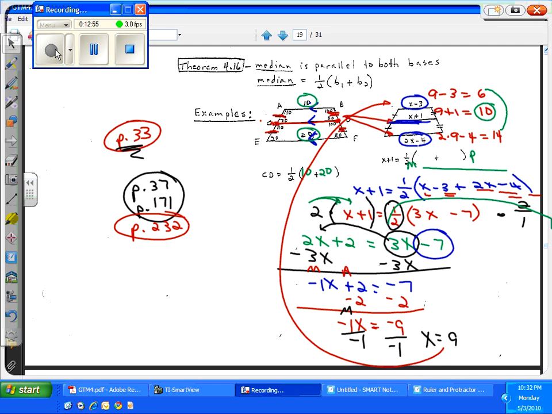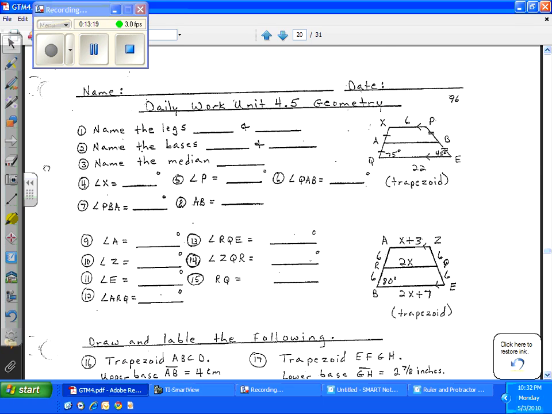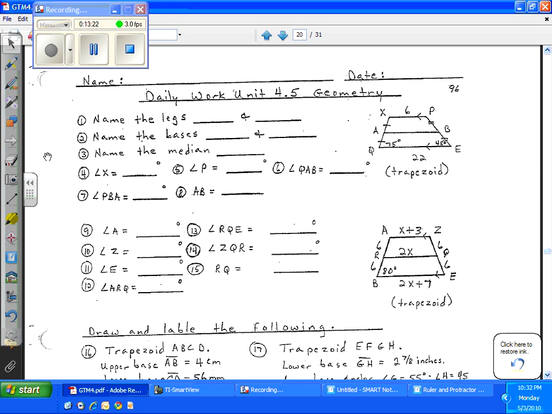Any questions on theorem 416? The median of a trapezoid is 1/2 the sum of the bases of that trapezoid. The median of a trapezoid is 1/2 the sum of the bases, or we could say the median is the average of the bases. Okay? We're going to go ahead and do the daily work on this since it was a little bit shorter assignment.